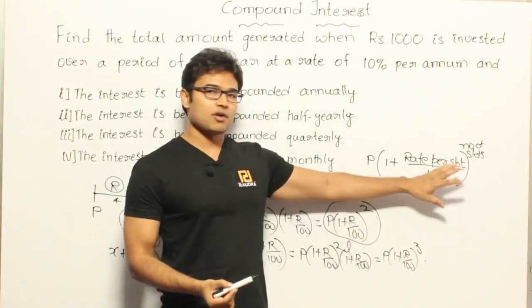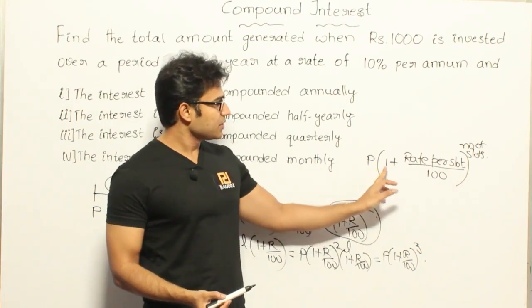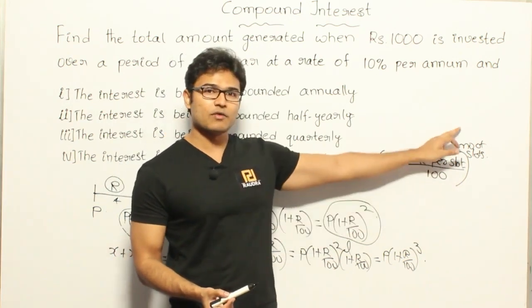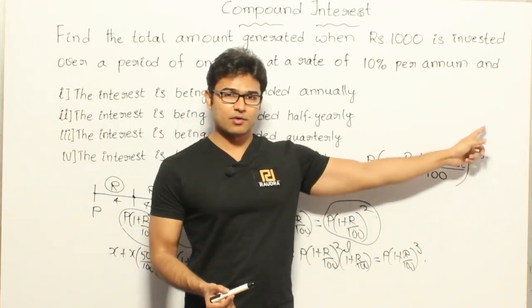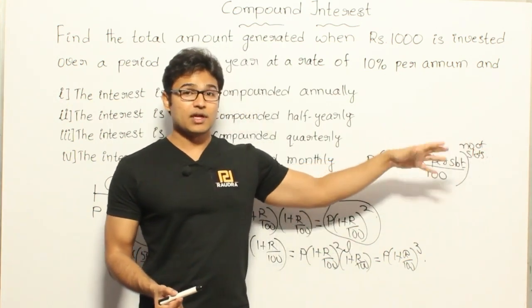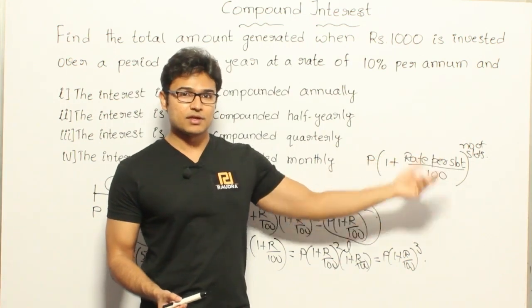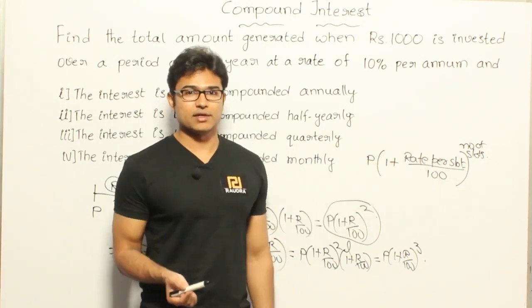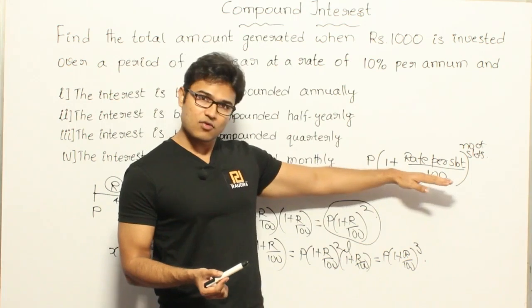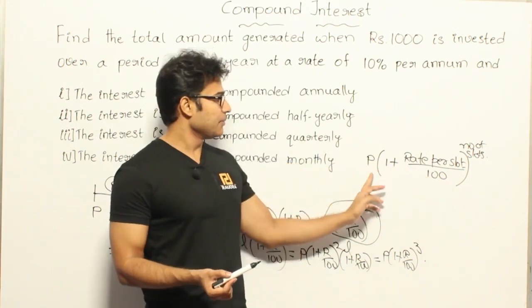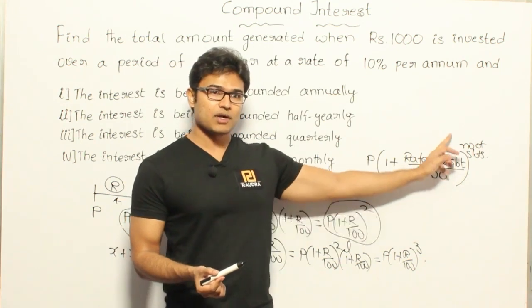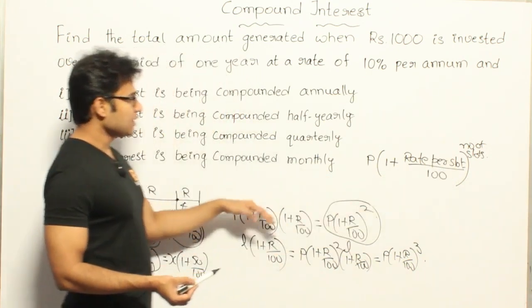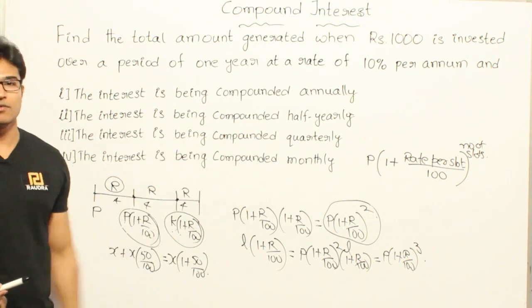Now this is the actual formula it should be. If you directly write it as P into 1 plus R by 100 whole power T, and say that this is the rate of interest per year and this is the number of years, you will never understand, and you will never be able to solve some questions where the interest is being compounded differently, right? So the actual formula has to be this. So what is it? P into 1 plus rate per slot divided by 100, whole power number of slots. Okay, now let's see all these questions in the light of that formula.